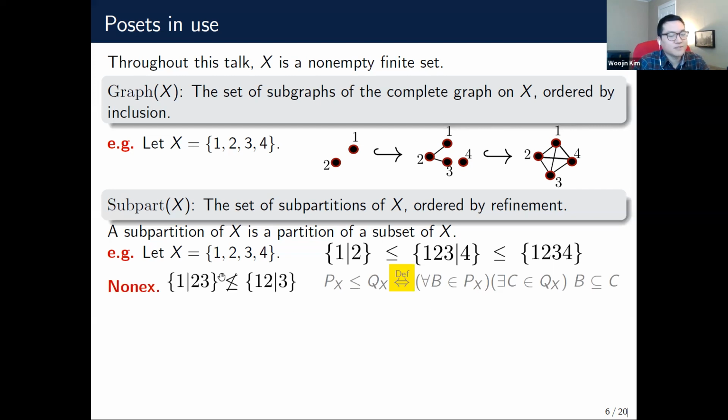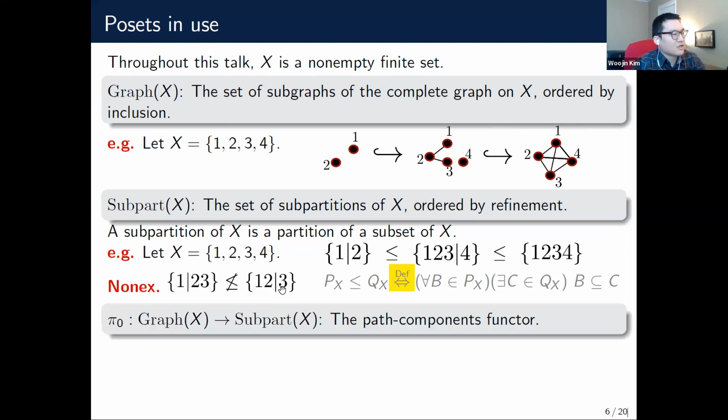And here's a non-example. These are also subpartitions of X. But you can find that for the second block in the first partition here, the block of 2, 3, you cannot find a block on the right-hand side which contains this block of 2, 3. So we do not have refinement between these.